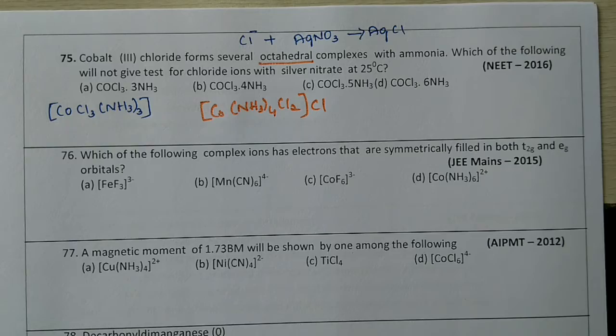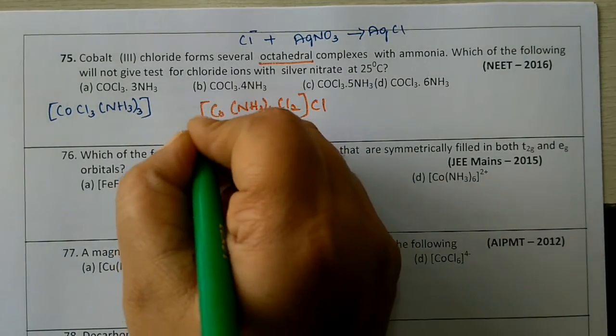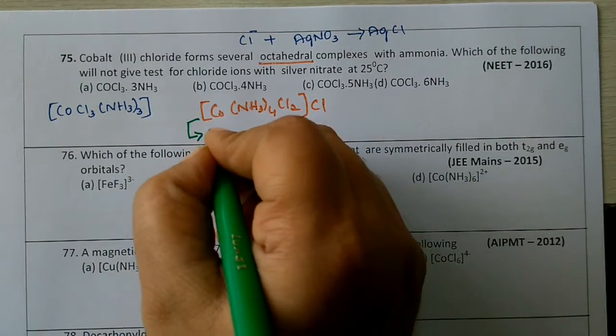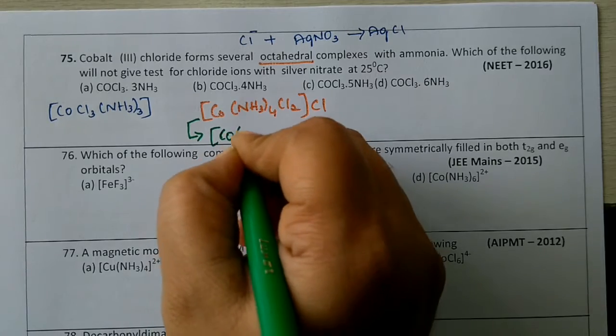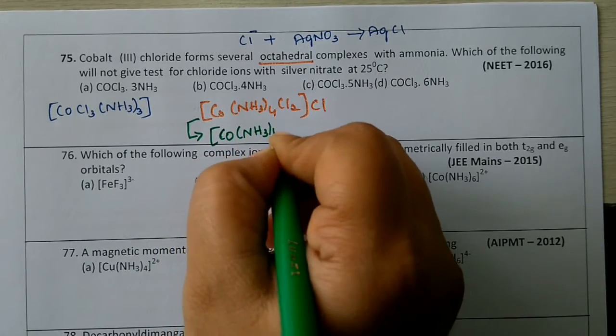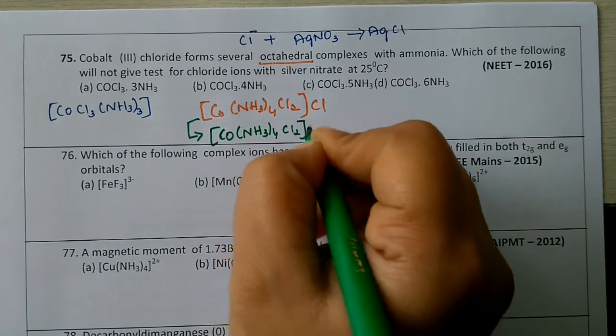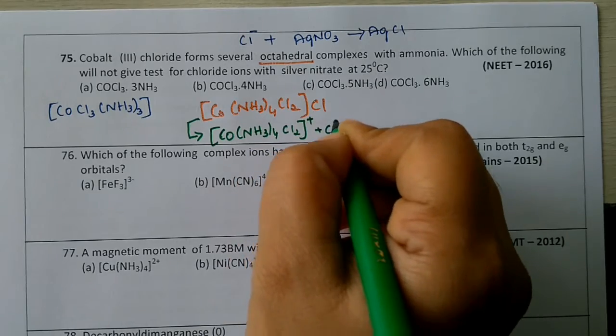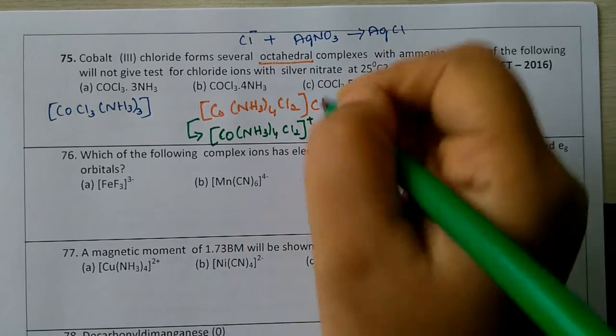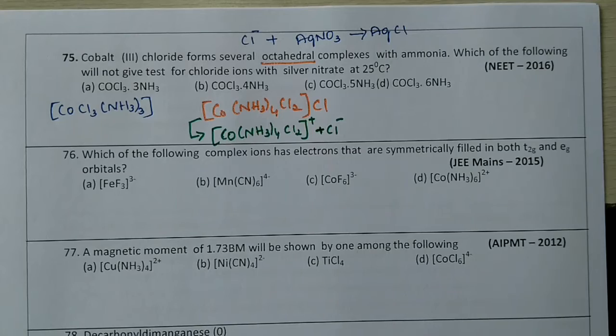Next, how does it dissociate? Upon dissociation, this compound gives Co(NH3)4Cl2 plus Cl minus. This Cl will react with AgNO3. Okay, next, the third one we'll see.